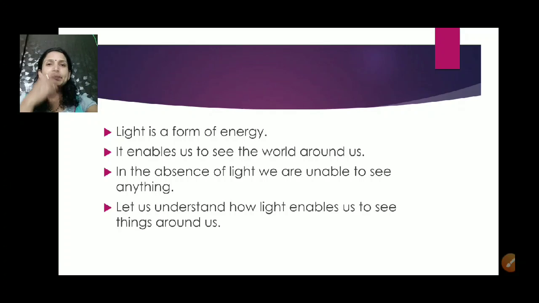So let us begin. What is light actually? Light is a form of energy. We have seen lots of things when we are talking about sound. It is also a form of energy. Light is also a form of energy. Whenever we are talking about life, there is nothing without energy. Due to energy, everything is possible.